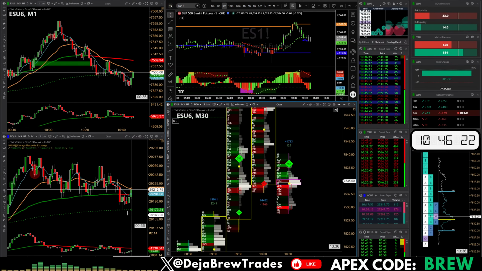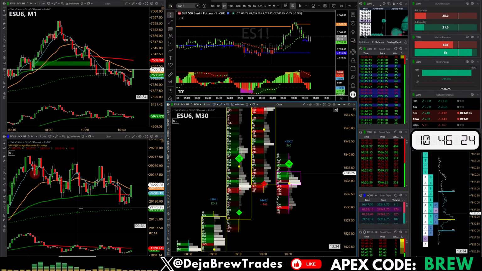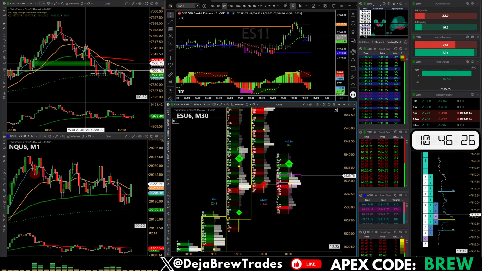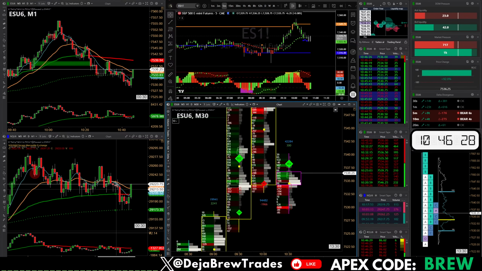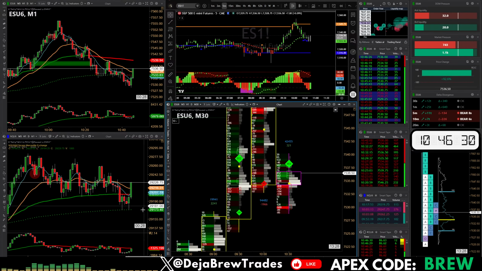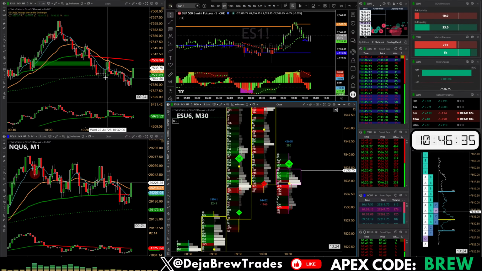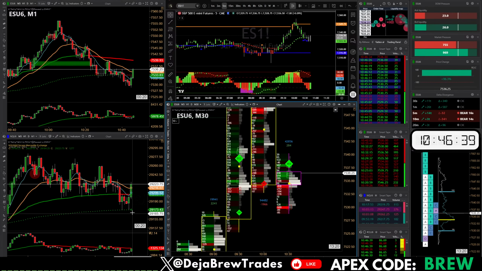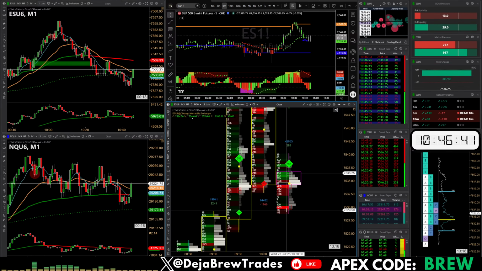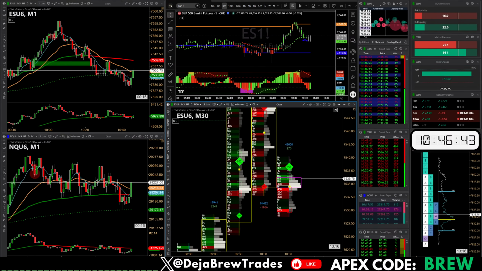So getting a little bit of buy pressure off VWAP on NASDAQ. This is a better variation than ES because look at how choppy it is. So it gives those buyers an opportunity to buy VWAP. Not so much on ES because it's so strong selling into VWAP. So you're seeing that buy pressure on NASDAQ a little bit more here.